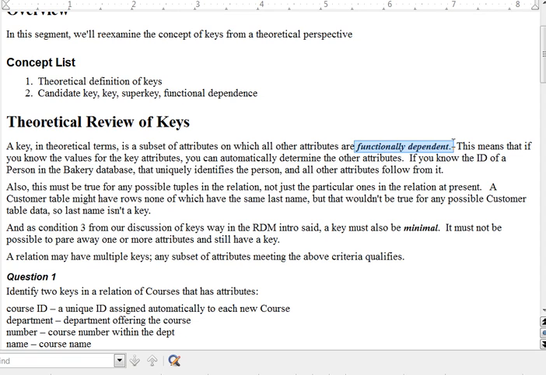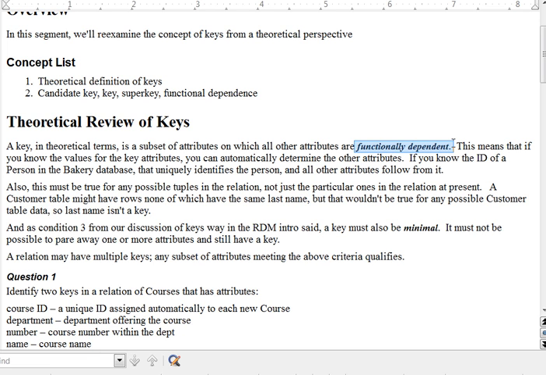If you know the ID of a person in the bakery database, that uniquely identifies the person, and all other attributes follow from it, for instance. Also, this must be true for any possible tuples in the relation, not just the particular ones in the relation at present. A customer table might have rows, none of which have the same last name. But that wouldn't be true for any possible customer table data, so last name isn't a key.